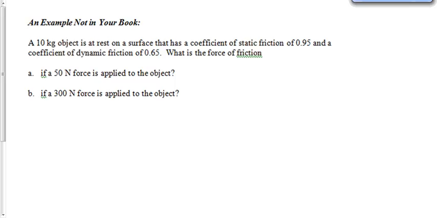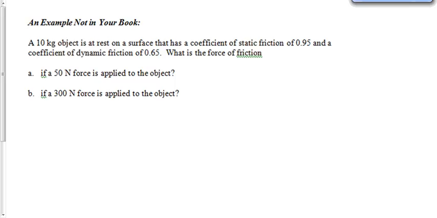So our question says a 10-kilogram object is at rest on a surface that has a coefficient of static friction of 0.95 and dynamic friction or kinetic friction, which is 0.65. Listen, we know that the coefficient of static friction will always be bigger than the coefficient of kinetic friction. So this fits with our experience, right? Static friction bigger than kinetic friction. We want to know what the force of friction is if we apply 50 newtons or if we apply 300 newtons. Let's see here. How do we go about doing this?